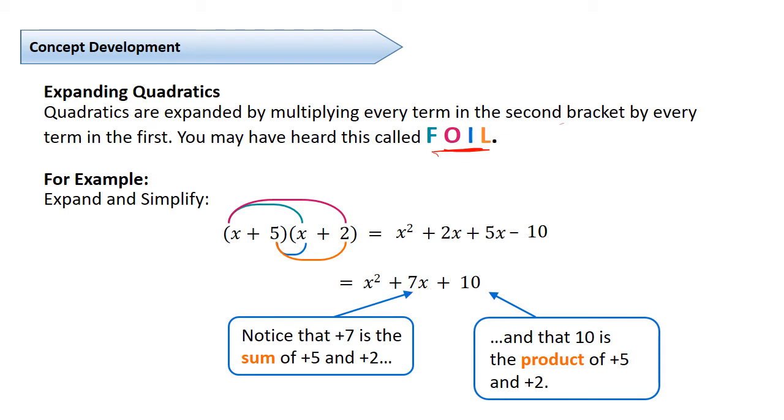Okay, so let me just repeat. The number in front of the x is the sum of our two non-x values, okay? And then we have the final number, the non-x term, is always the product for our quadratic binomials. And this is going to be a really helpful tip when we come to factorizing these later on, okay?